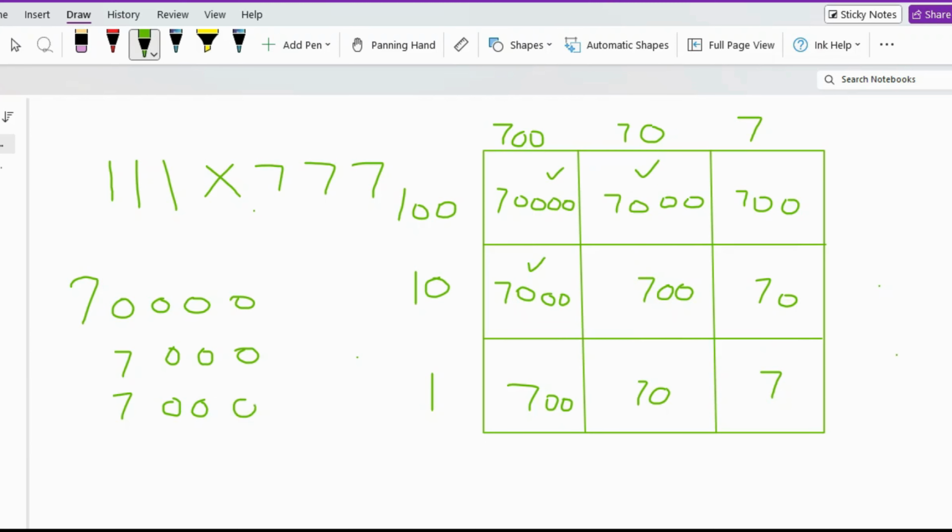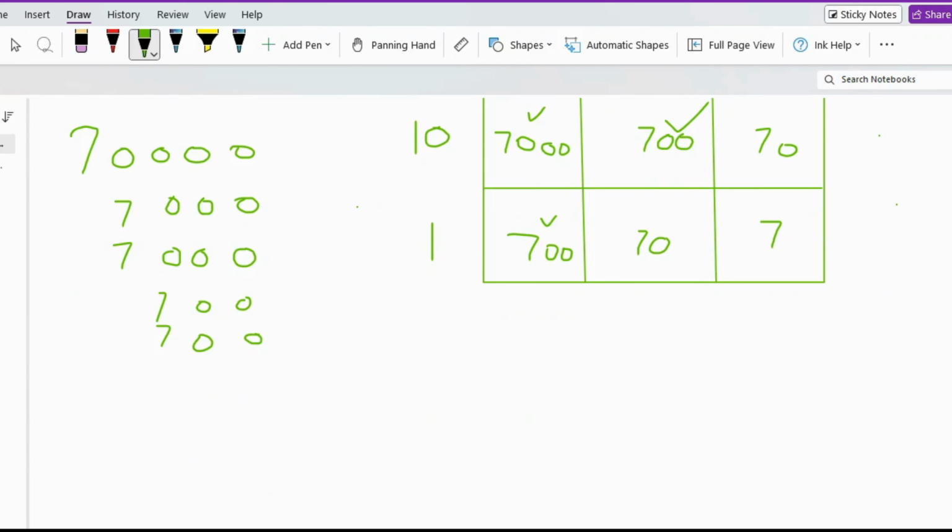Then we have 2 700s. So 700, 700. Then we got 70s. In fact, we have 3 700s. I missed out this one. So be careful not to miss out any number, because if you would do, then there would be a problem in the solution. And then we have 2 70s and 1 7. That's a lot of 7s there.